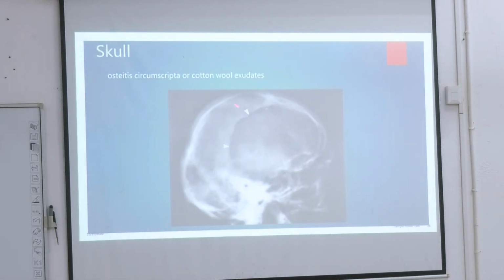You see, next is skull. Osteitis circumscripta or cotton wool exudates. Okay. This is skull. Widening of diploic space. Cotton wool exudates, osteitis circumscripta, all are MCQ questions seen in Paget disease of bone.